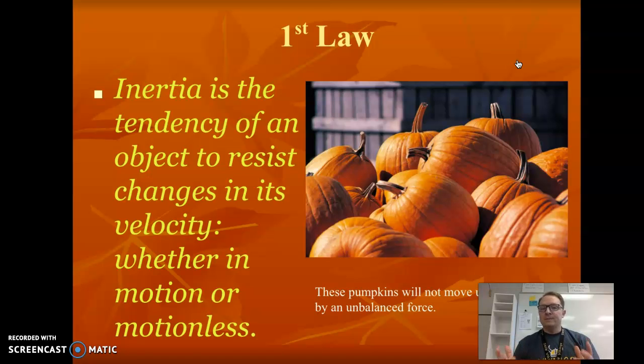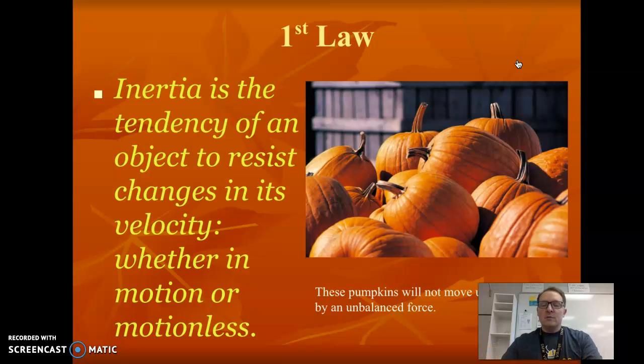They have inertia. Inertia is related to mass. So the more mass something has, the more inertia it has. That just means if it has a lot of inertia, it's tough to make it change its velocity. So a pumpkin is not just going to start to get up and walk away. It has to be pushed, it has to be pulled or kicked or hit. But once it starts to move, it's going to stay moving unless something makes it stop.